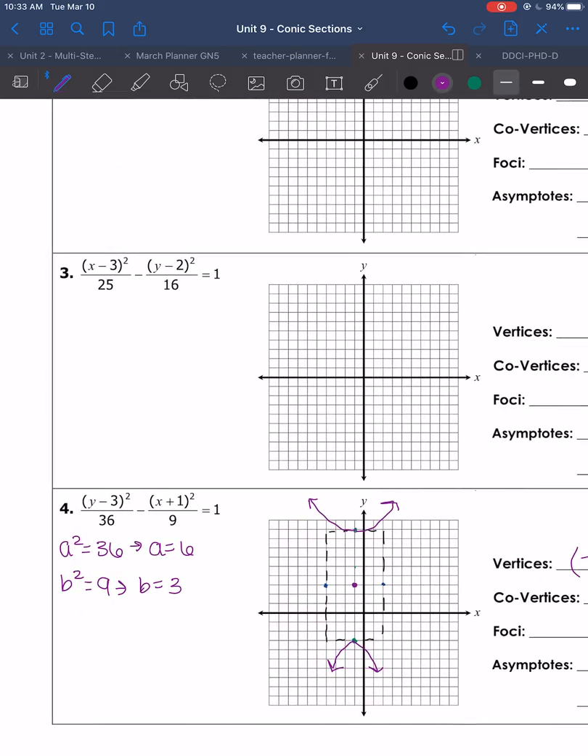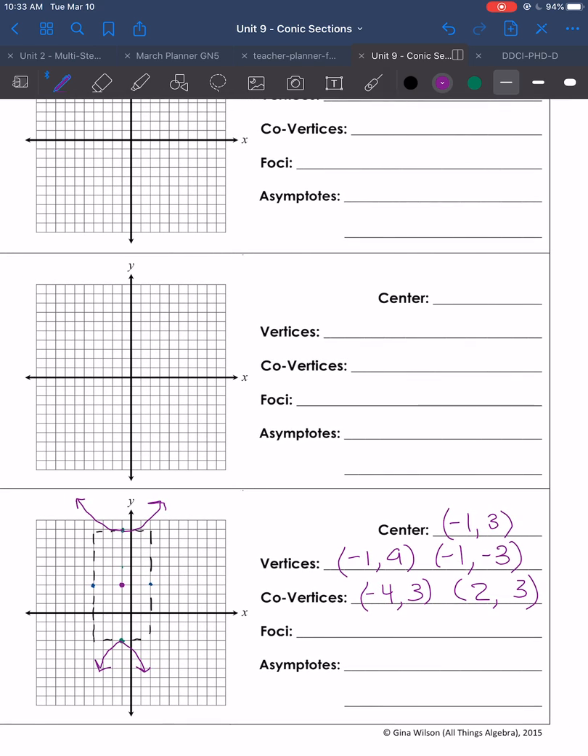Let's find our foci. So c squared equals 36 plus 9. So I get 45, and the square root of 45 is approximately 6.71. So then I have foci at (-1, 9.71) and (-1, -3.71).